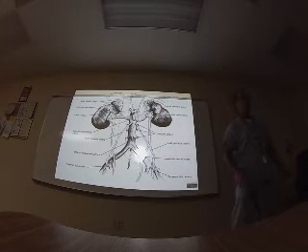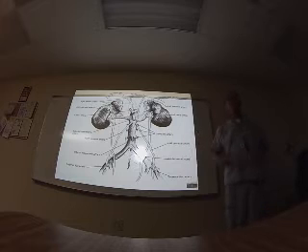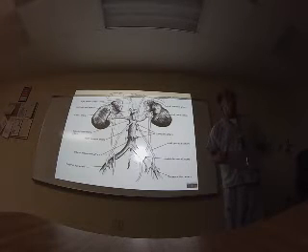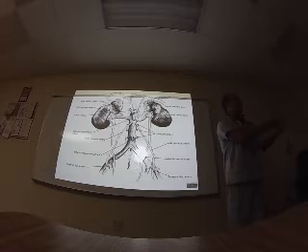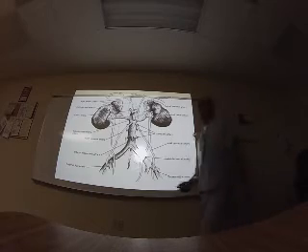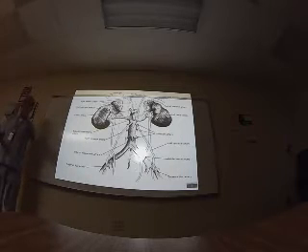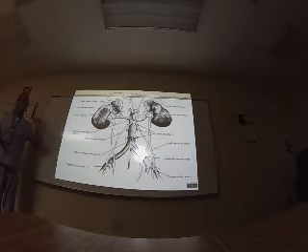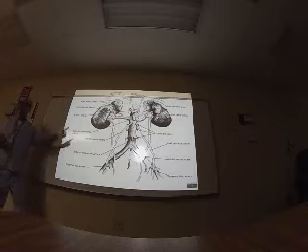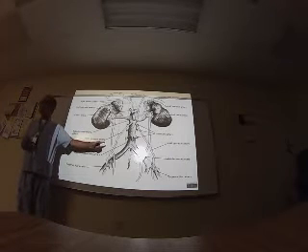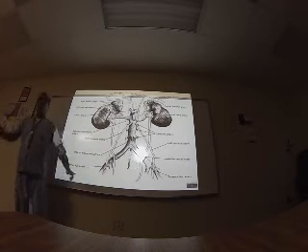External iliac for the leg, internal iliac for the organs in the pelvis: urinary bladder, uterus, the organs that are in the pelvis. Abdominal aorta is very important, not only for the examination. If one person is working in ultrasound and doesn't know the abdominal aorta, is not a good sonographer.